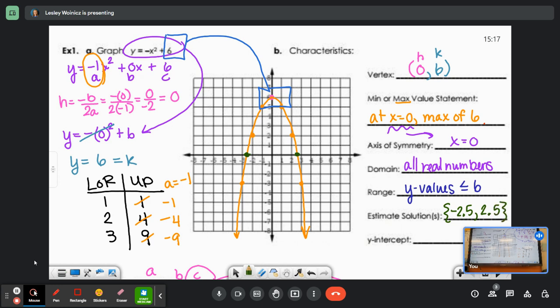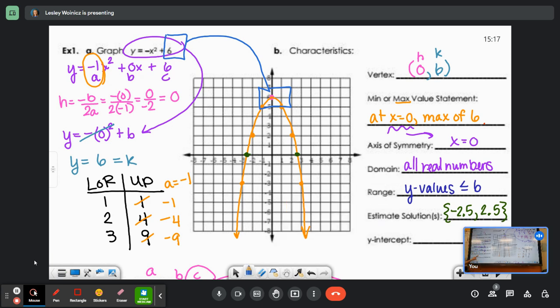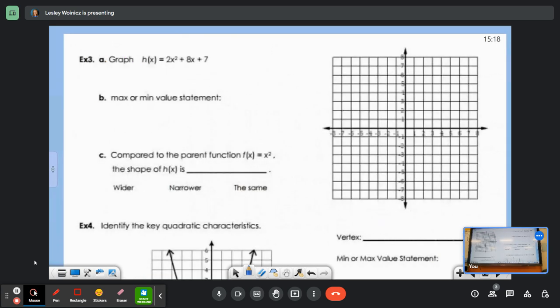Okay, what about my y-intercept? Close. 0, then 6. All right, flip it. Okay, we're not going to do all 3 of these. We're going to do 2. We're going to do this one and then the one at the bottom, because we already did one like number 4.